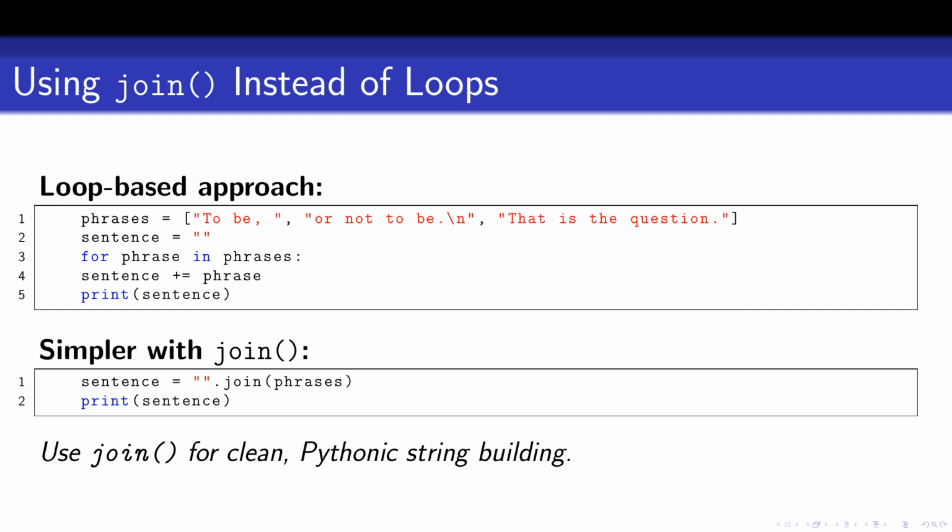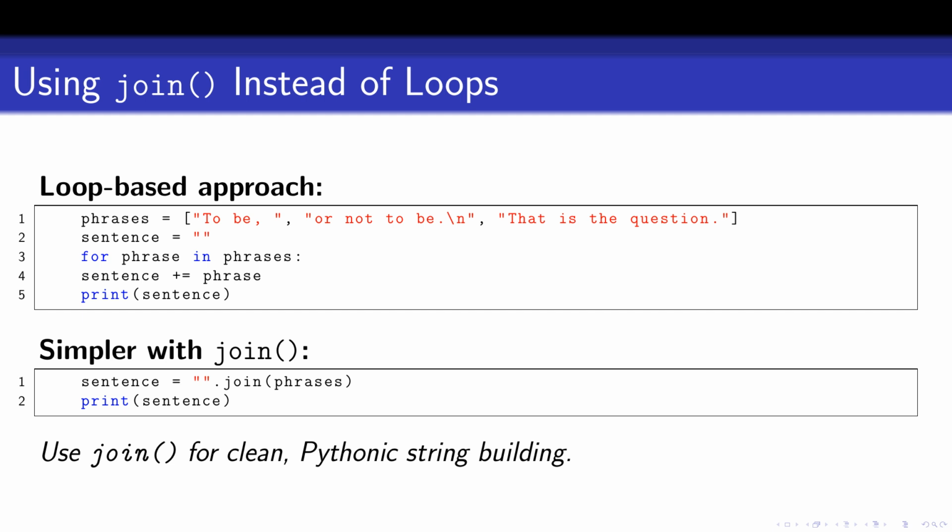Instead of building strings manually using loops, Python offers a much more concise approach with join. The traditional approach involves initializing an empty string and appending each list element inside a loop. While that works, it's less efficient and harder to read. The join method, on the other hand, combines all list elements in one clean operation, using a specified separator.